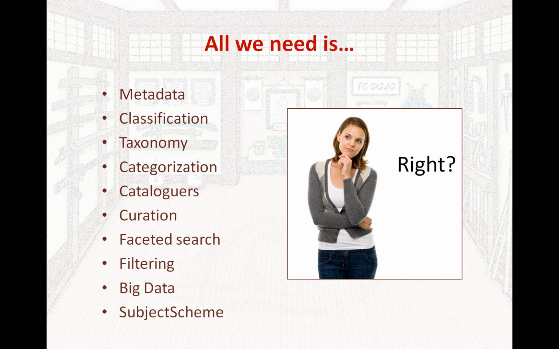There's a lot of different ways to go with this problem, and if you look at pretty much anyone, you will see all of these terms and many, many more. Just doing a simple, how do I store data in my content management system? How do I facilitate search? You will get faceted search, you'll get big data, you'll get subject scheme, you'll get taxonomy, you'll get classification, you get cataloging and categorization. There's all of these structures.